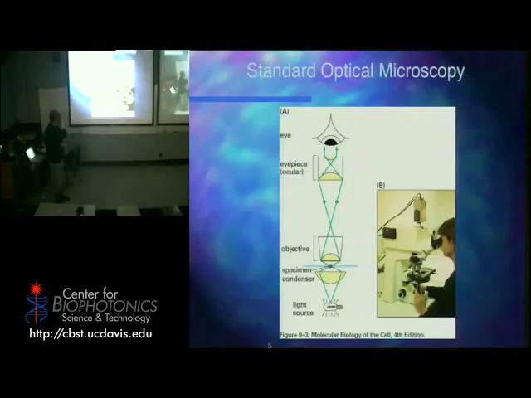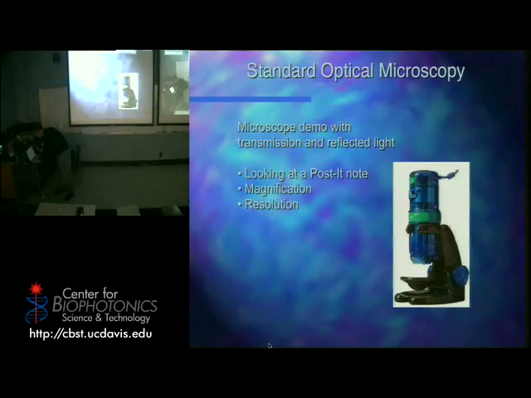Your standard optical microscope, when you go to the lab, ends up looking something like this. It has your eyepiece, it has your objective, it has your specimen tray, it has your condenser, and it has your light source. Effectively, this light is focused by the condenser onto the sample. The light that goes through the sample is focused by an objective, which is then magnified further by an eyepiece. And sometimes this eyepiece is a camera, in this case, so that you can get a digital image. Relatively straightforward.